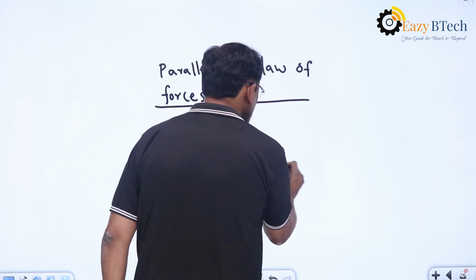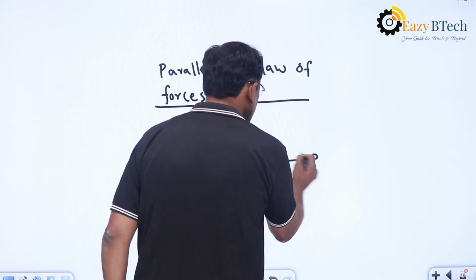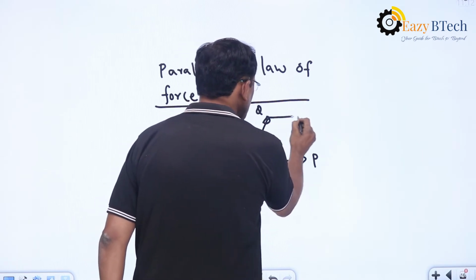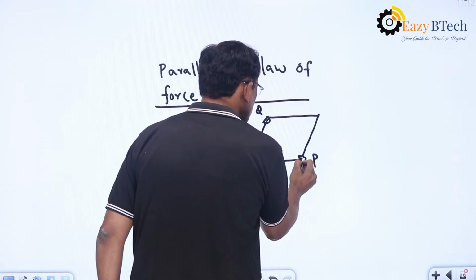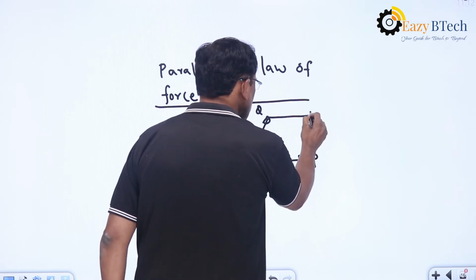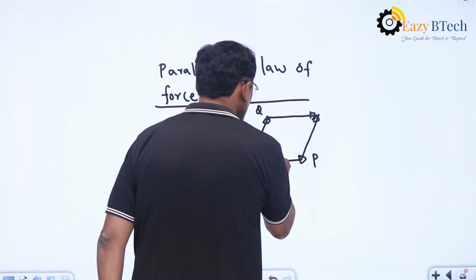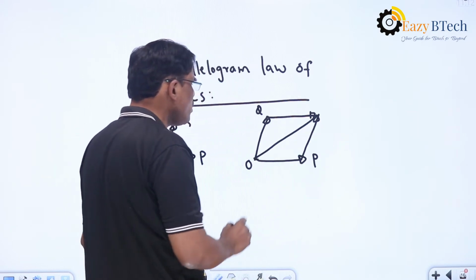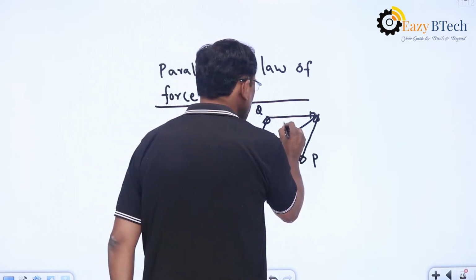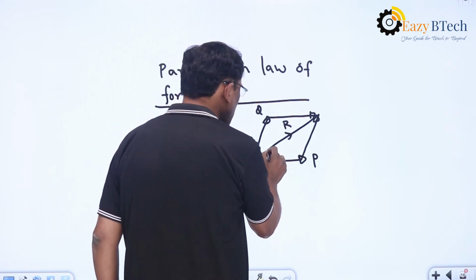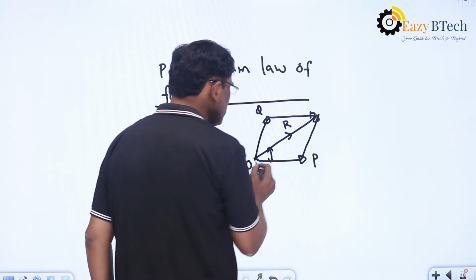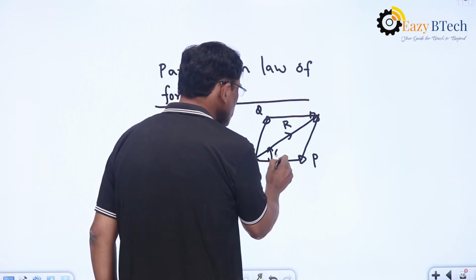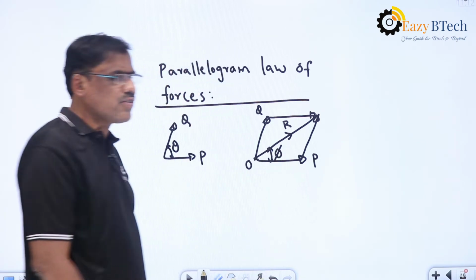If these two forces are taken as the two sides of a parallelogram, and we complete this construction, then the diagonal passing through the intersection of these two forces, let us say this is O, gives the magnitude of the resultant, and the angle made by the resultant with P, let us say this is phi, gives the direction.